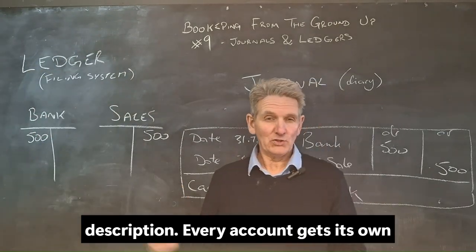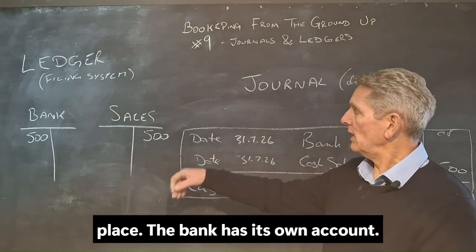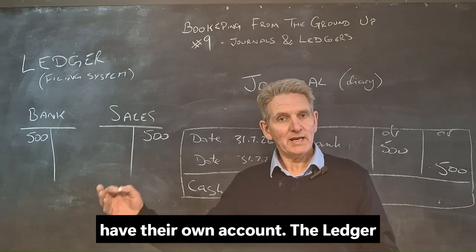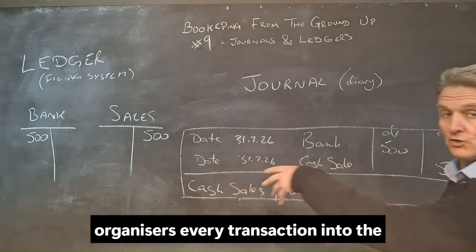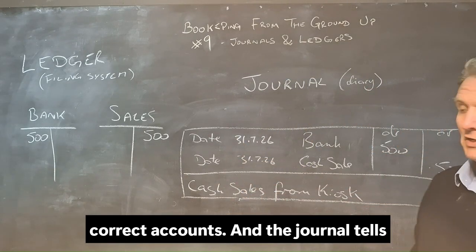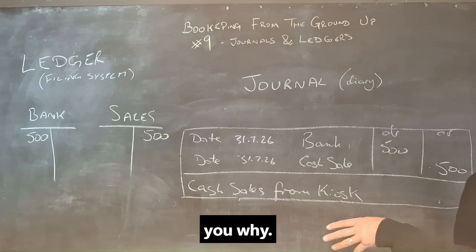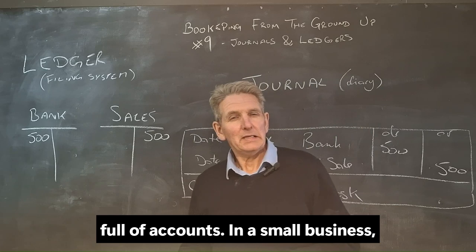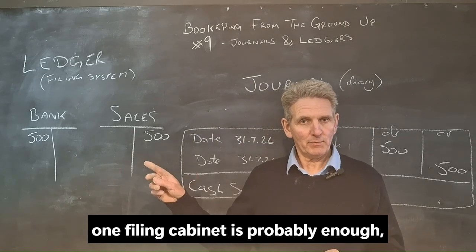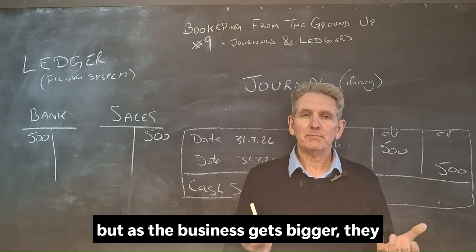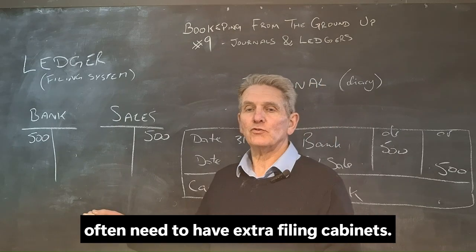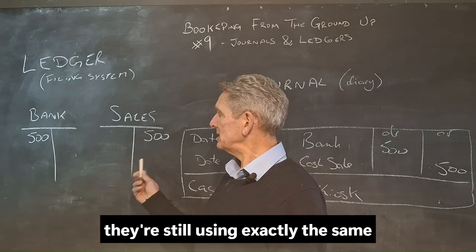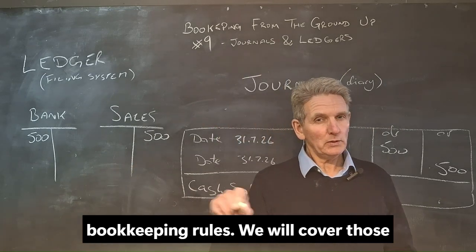Every account gets its own place. The bank has its own account, sales have their own account, expenses have their own account. The ledger organises every transaction into the correct accounts, and the journal tells you why. Think of the ledger as a filing cabinet full of accounts. In a small business, one filing cabinet is probably enough, but as a business gets bigger, they often need to have extra filing cabinets, one for customers, one for suppliers, but they're still using exactly the same bookkeeping rules. We will cover those later on.